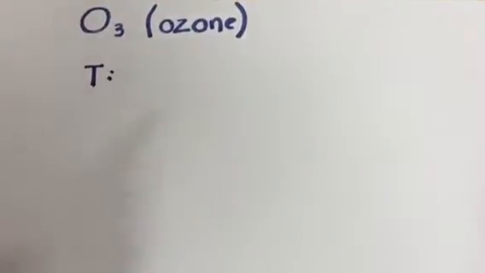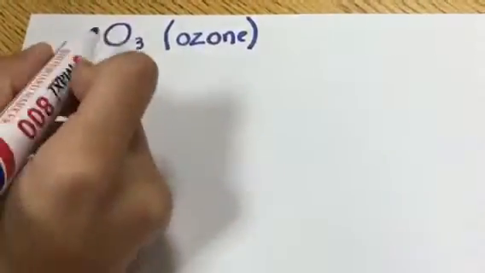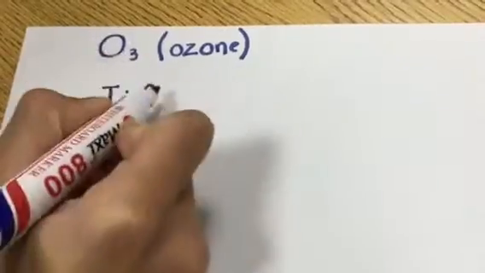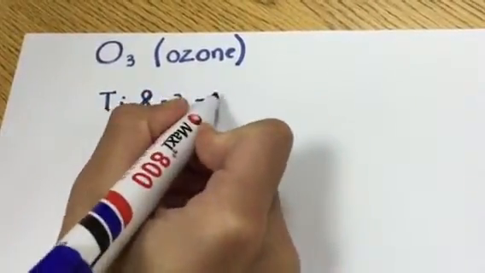For every element except hydrogen, beryllium and boron, everyone needs 8. So in this case, oxygen as well needs 8. But since it's O3, we multiply it by 3. And here we get 24.